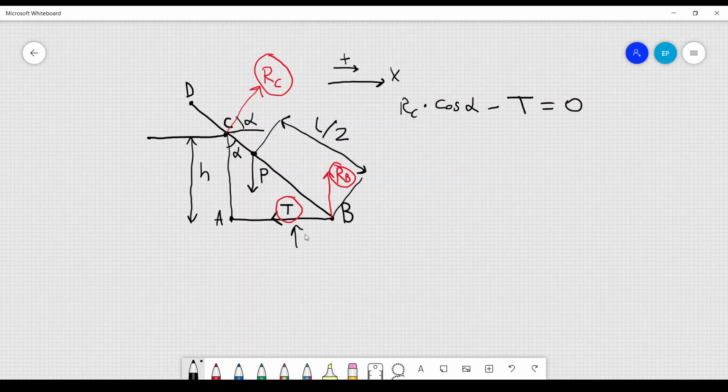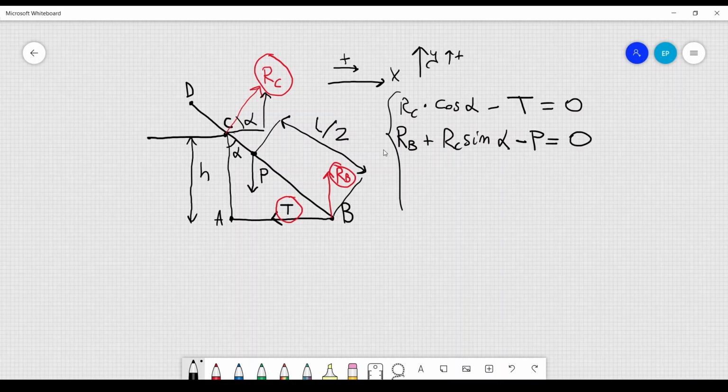As you can see, T goes in the negative direction of the x-axis, and these two are the only forces in the x-axis. Then on the y-axis we have RB, and let's take this as the positive direction for the y-axis, plus RC times the sine of alpha, so this component here, minus the weight of the rod, equals 0.